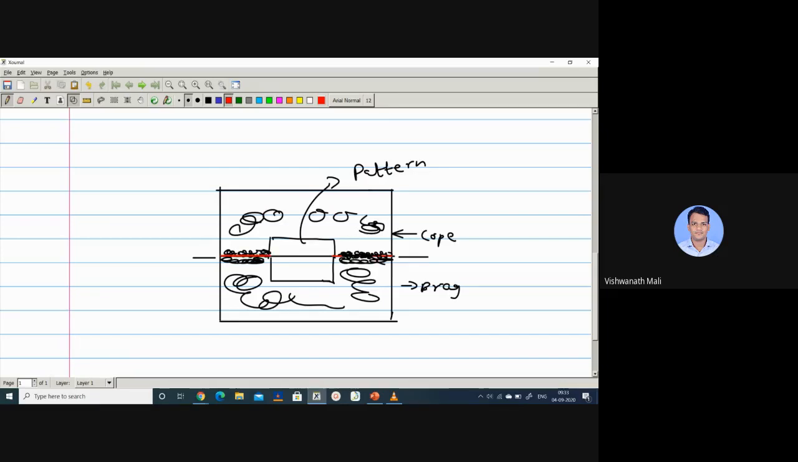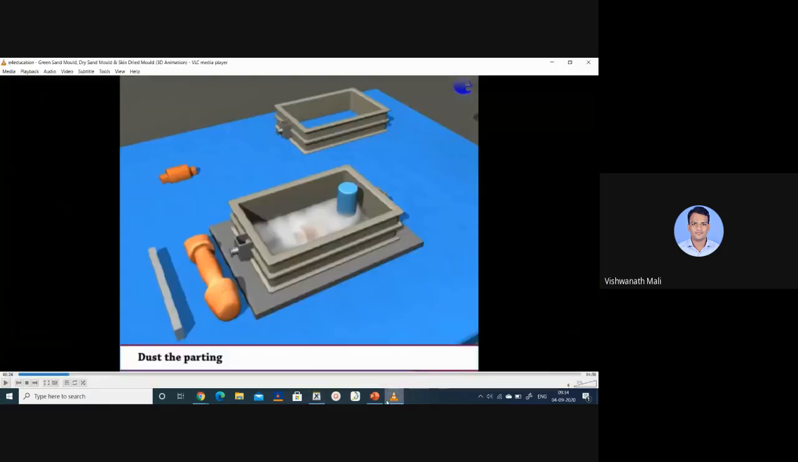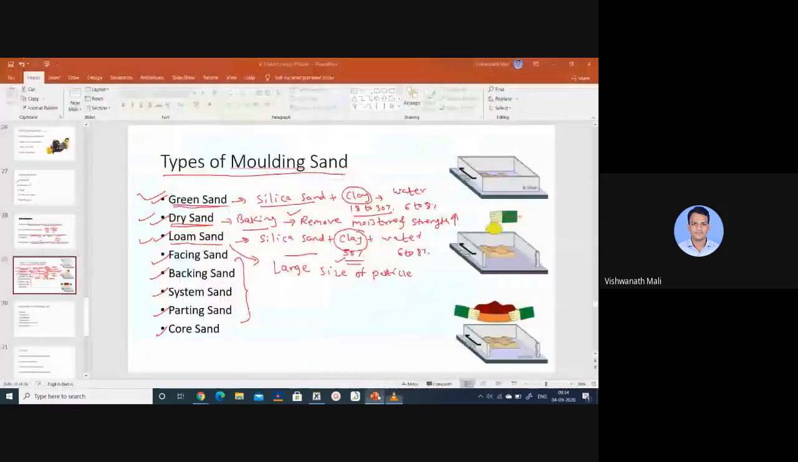We pour the parting sand in between cope and drag so that we can remove the cope and drag easily. The sand in cope and the sand in drag will not attach. It will get separated, and then we can remove this pattern easily. So that is the purpose of this parting sand. Here you can see we are pouring the parting sand on this, right?